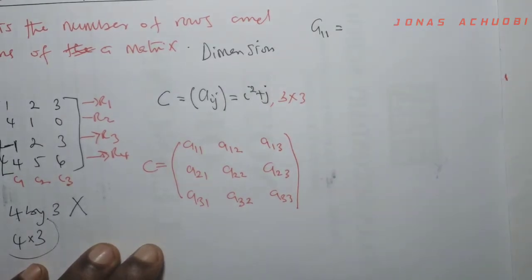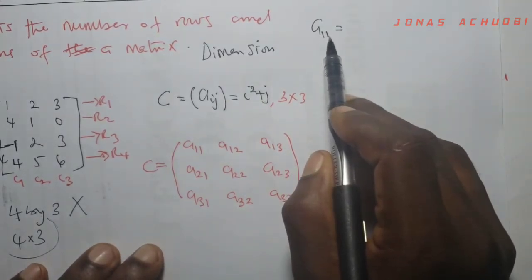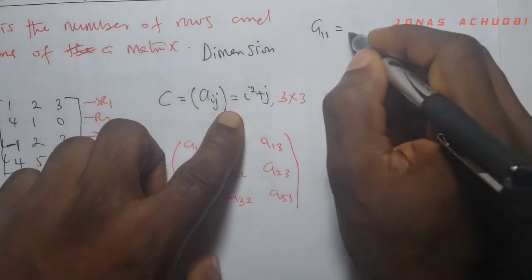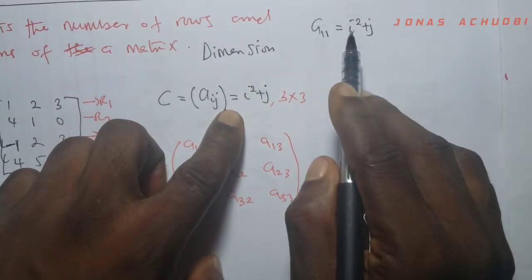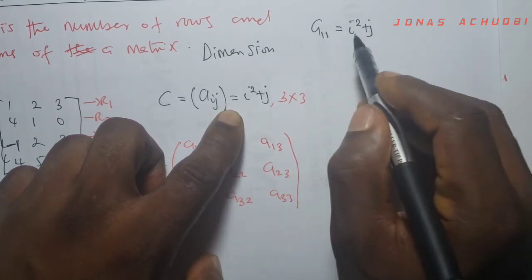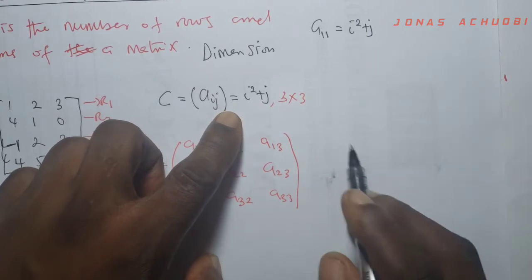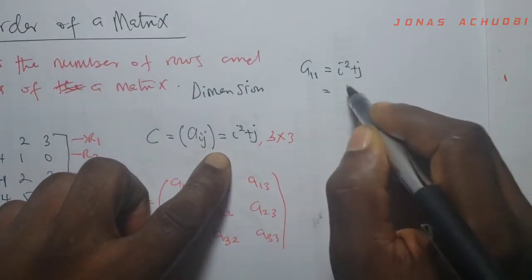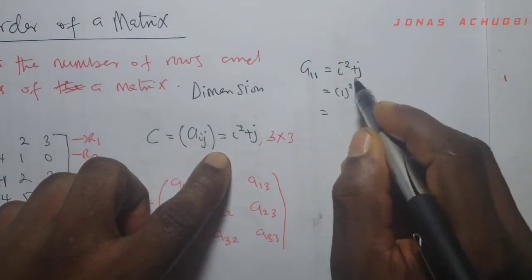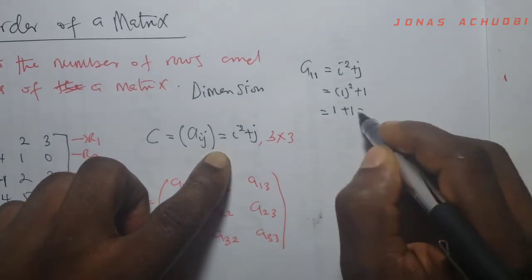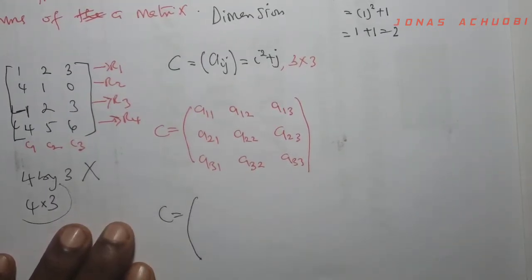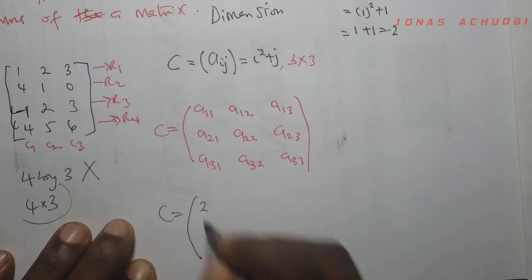So the first entry, A11, let us see. A11 simply means the entry in row 1 and column 1. So using our formula I squared plus J, where I is the row position and J is the column position. A11 is in row 1, column 1, right? So I is 1 and J is 1. Substituting, we get 1 squared plus 1. That 1 squared is 1, plus 1 is 2. So the very first entry of our matrix C is 2.